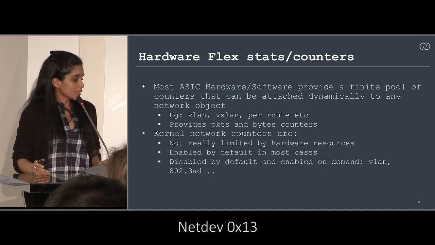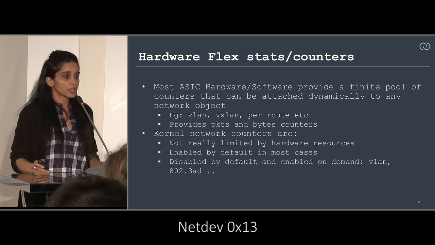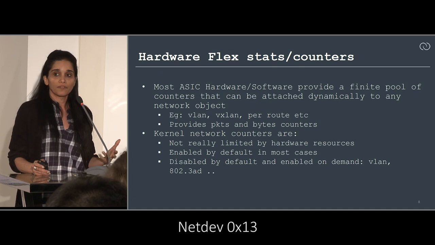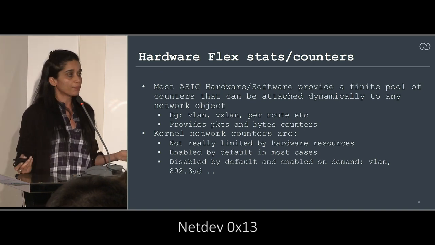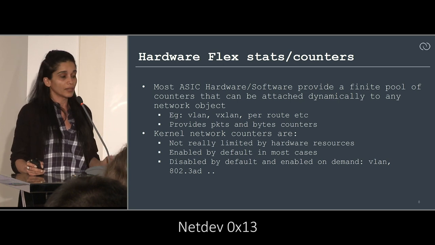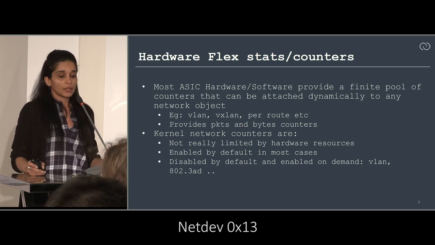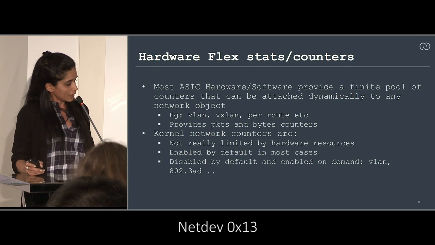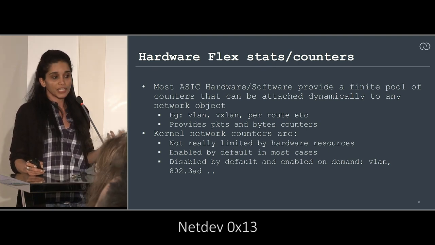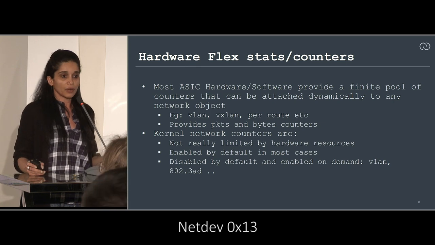So, hardware flex stats or counters. The switch ASIC supports something called flexible counters, which is a pool of counters which you can attach to any network endpoint on any network, like VLANs or VXLAN per route. And each counter actually provides packets and bytes counters.